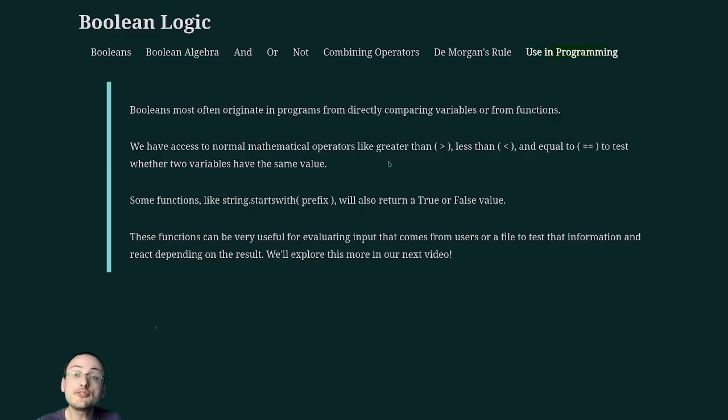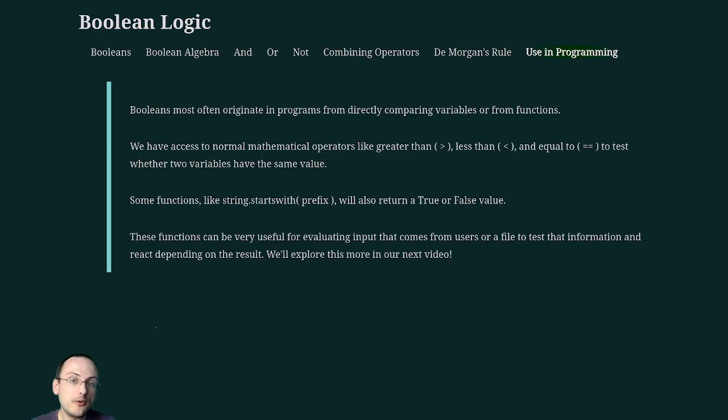The other way is from functions. There are a lot of functions in programming languages that give us back a yes or no answer. For example, if I have a variable that has a string, then my string variable has a function attached to it, much like the example that we saw previously. This starts with function is actually part of a string. So if you want to use it, you would do my string dot starts with, but this function takes in one parameter, something that you think should be at the start of that string.